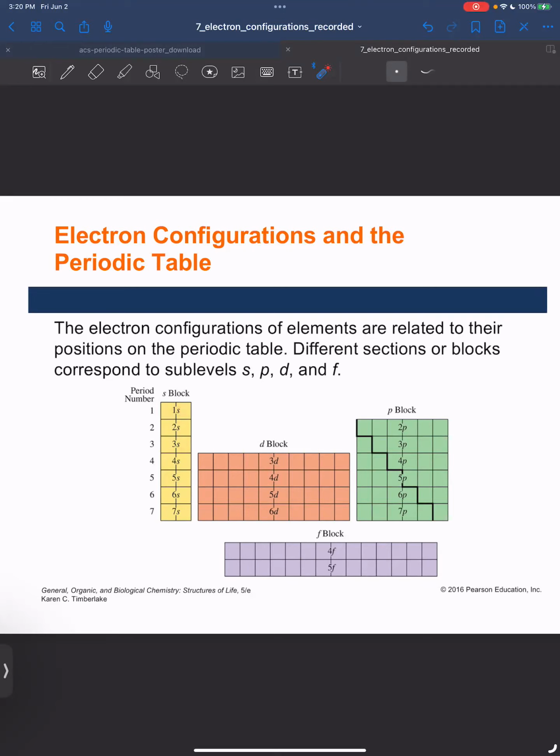So you fill up the 1s before you do the 2s. After the 2s is the 2p. After 2p is 3s. After 3s is 3p, and so on and so forth. So you can really use the periodic table to help you determine electron configuration quickly.